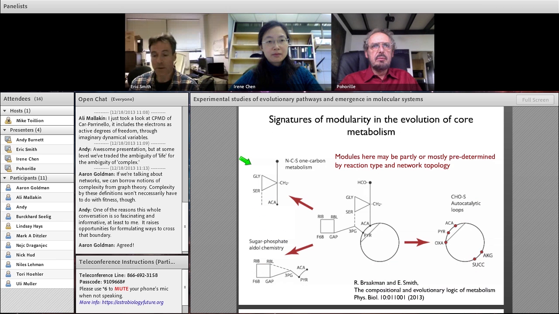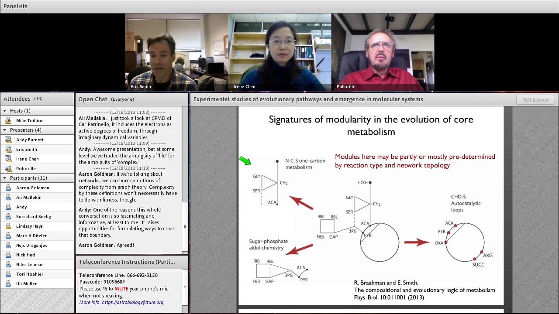Can we show areas where they have been specifically important in biochemistry? This is an example from our own work. There was a paper in Physical Biology, for which Rogier Brackmann is the first author, looking at the origin of carbon fixation and its role in the larger architecture of metabolism.